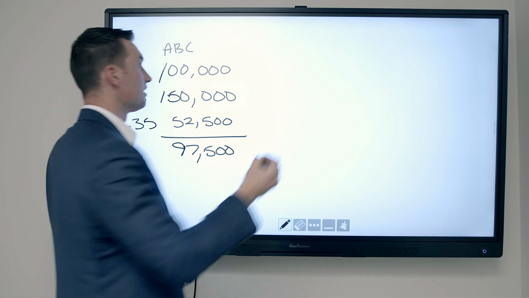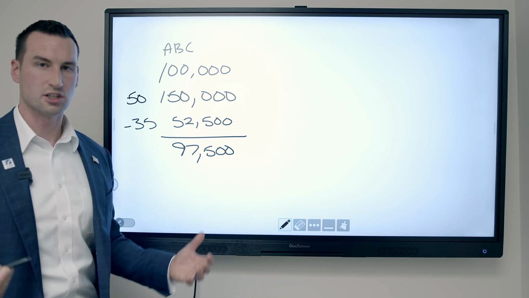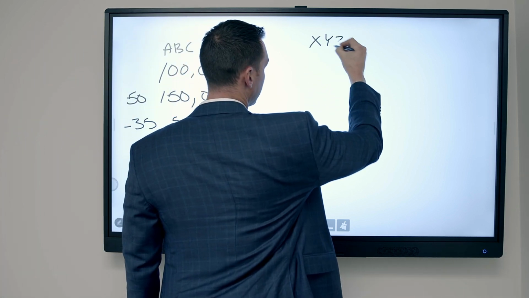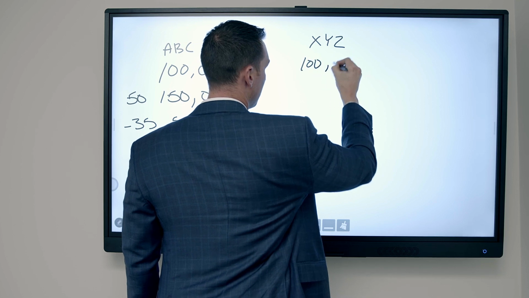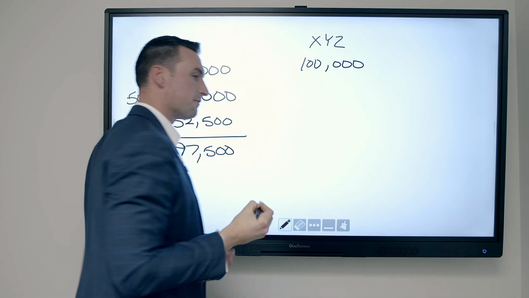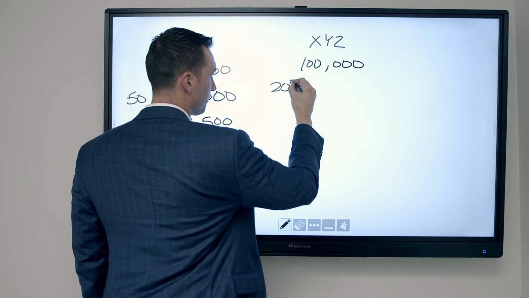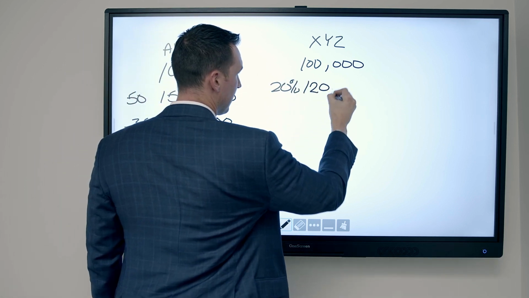You, on the other hand, didn't want to have as much risk in your portfolio, so you chose a different path. You went with XYZ portfolio, and you put in $100,000. And in the first year, you weren't up 50%. You were up 20%. So your portfolio grew to $120,000.